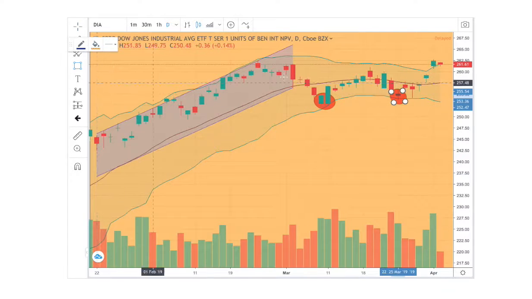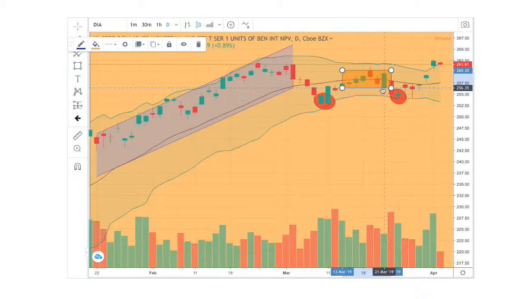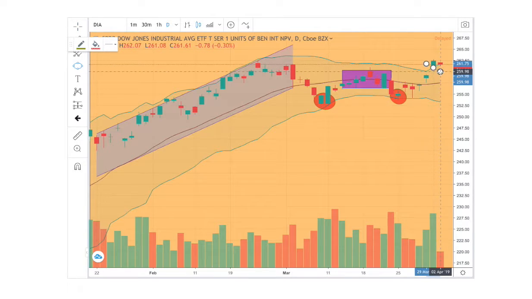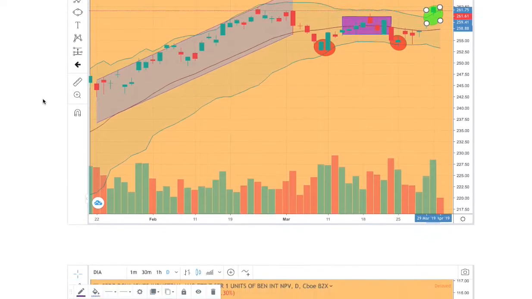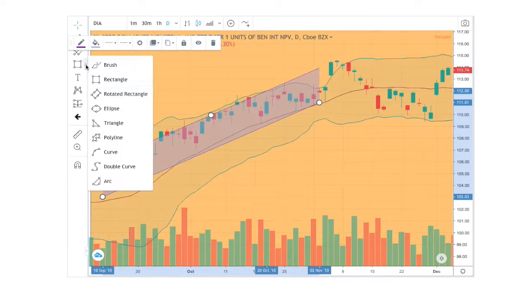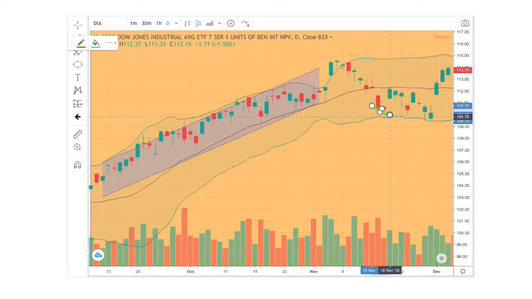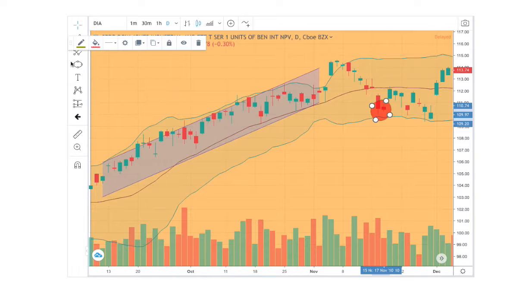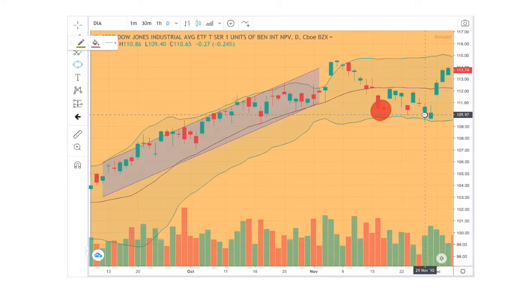In between, it touched the middle Bollinger Band, and this will be purple. And after having two instances where it touched the bottom Bollinger Band, we do see it touching the upper Bollinger Band, and that will be green. And we can mark that same action down here. After a long week of upward trend, it gave up and touched the bottom Bollinger Band, not once but twice down here.